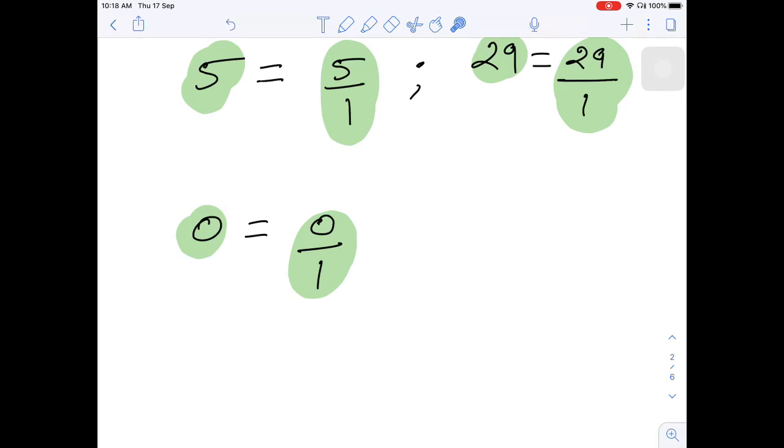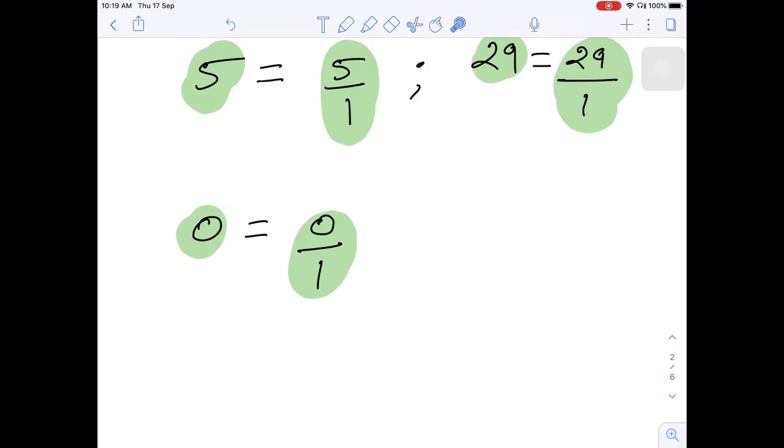Now why is 0 a rational number? Because 0 can be written as 0 upon 1. Your denominator is not equal to 0, so we can say that this one is also a rational number. Remember, every time we have to look at only what? The denominator. It should always be any number other than 0. Then it will be a rational number.